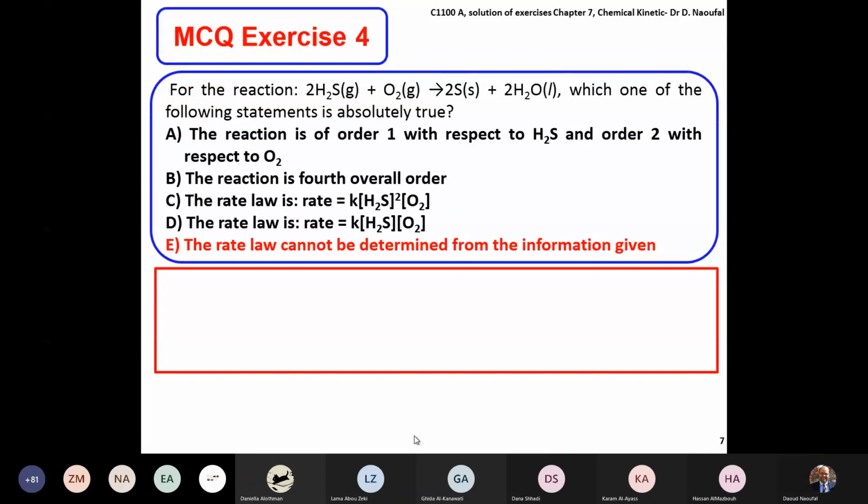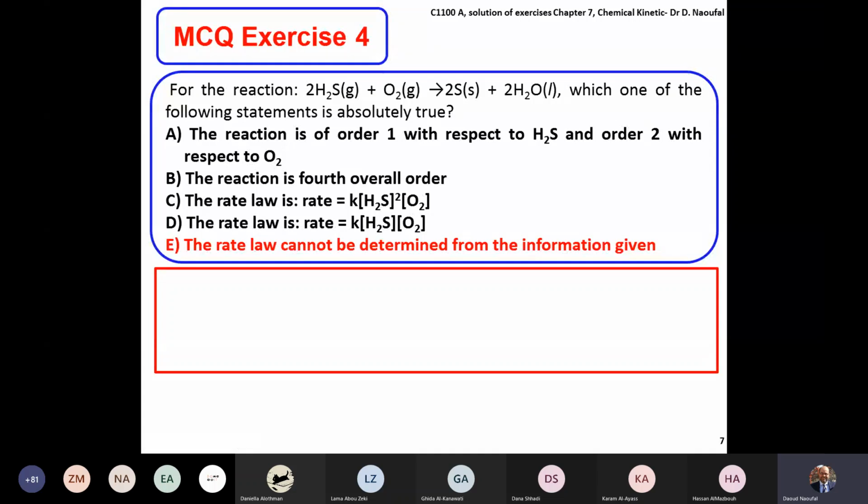Exercise 4, MCQ 4. For the reaction H2S gas, O2 gas, as solid, H2O liquid, which of the following statements is true? The reaction is order 1 to H2S and order 2 to O2. The reaction global order is equal to 4. The rate law expression is given by R equals k [H2S]^2 [O2], or [H2S][O2]. Or the rate law cannot be determined from the information given.